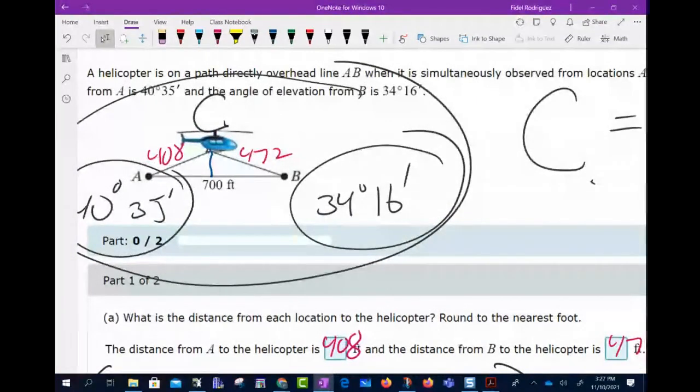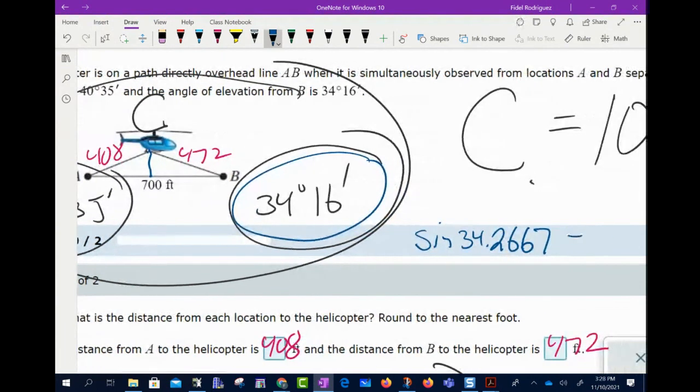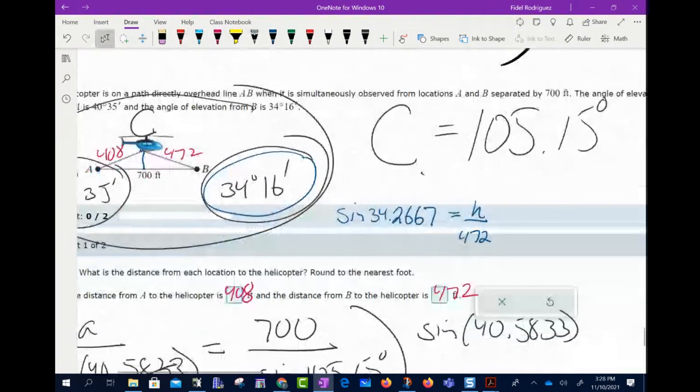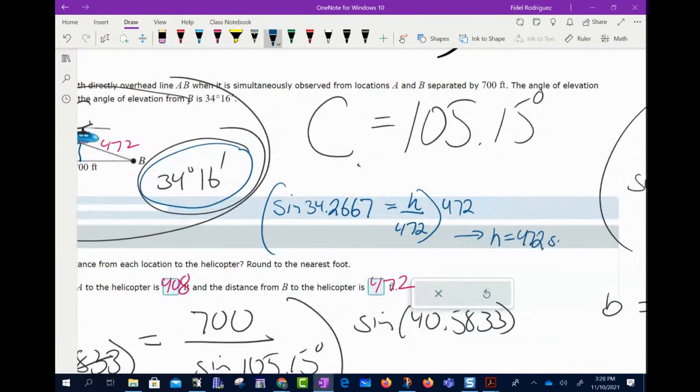What could we use to find that distance? Anybody know? Which trig function could we use? Yeah, we could use the sine, right? We could say the sine of this angle is equal to the opposite over the hypotenuse. So the sine of 34.2667 is equal to the height, we'll call it h, over 472. And so now I'll multiply everything by 472, and that's going to tell me that h equals 472 times the sine of 34.2667. Right there.